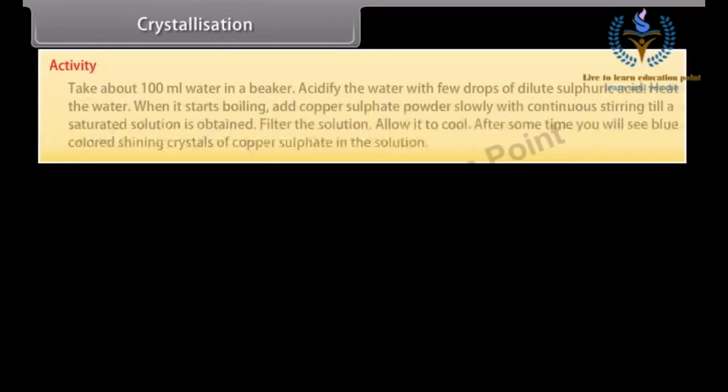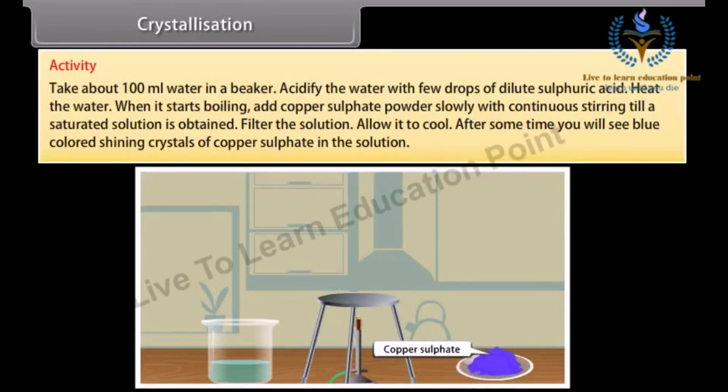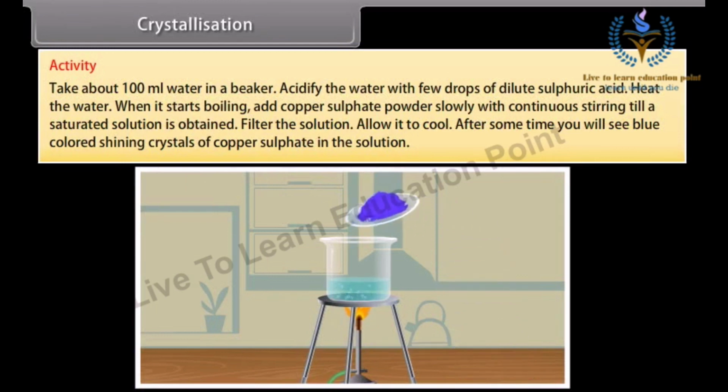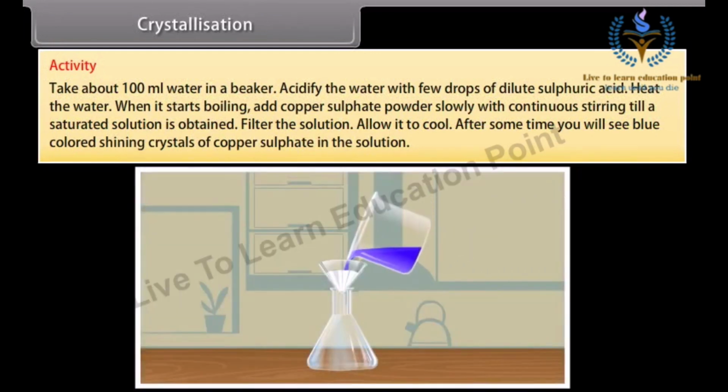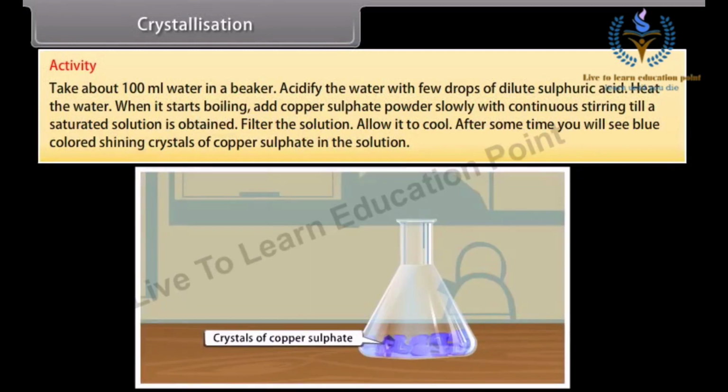Activity. Take about 100 ml water in a beaker. Acidify the water with a few drops of dilute sulfuric acid. Heat the water. When it starts boiling, add copper sulfate powder slowly with continuous stirring till a saturated solution is obtained. Now filter the solution. Allow it to cool. After some time you will see blue-colored shining crystals of copper sulfate in the solution.